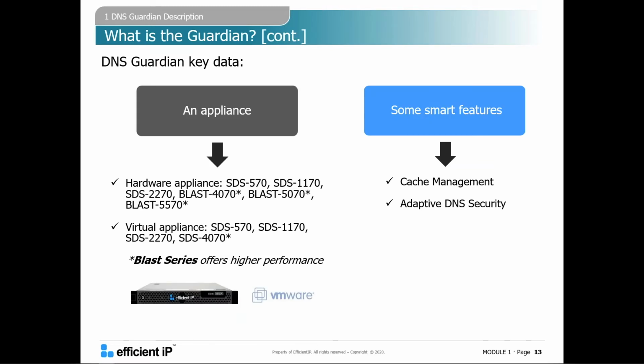So almost all appliances can add the DNS Guardian, right? Hardware appliance, virtual appliance. And then the BLAST series comes with DNS Guardian by default, right? Which is the model 4070 onwards, basically. And the smart features that it has are cache management plus adaptive DNS security, right?